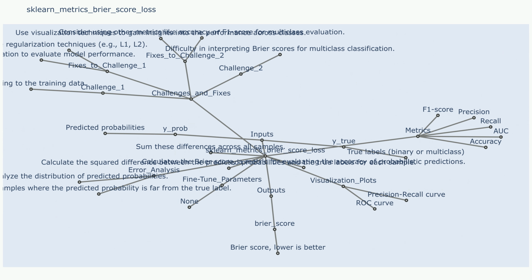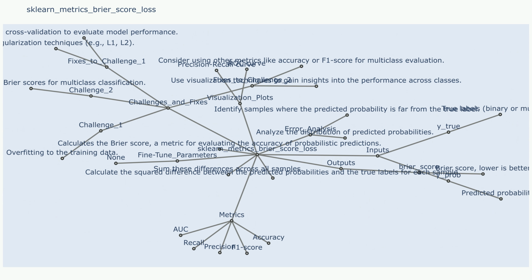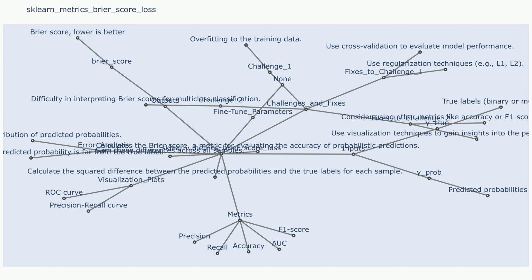Visualization plots. Scatter plot. A scatter plot can be used to visualize the relationship between predicted probabilities and true labels. Calibration plot. A calibration plot is a helpful visualization for assessing the model's calibration. It shows the predicted probabilities against the observed frequencies of the positive class.